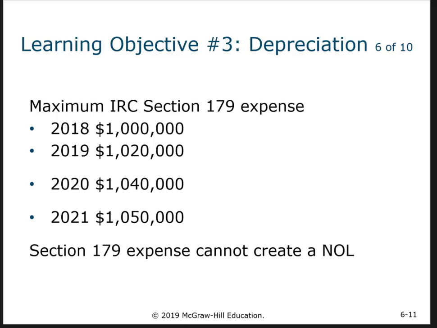The other limit that you should realize is if you use Section 179, you cannot create a loss. You cannot have more expenses than revenue. So sometimes if your income is low, it would not make sense to use Section 179 because it would be limited because of that situation. Okay.